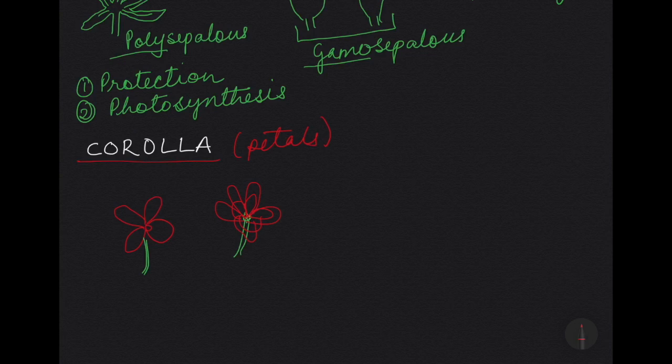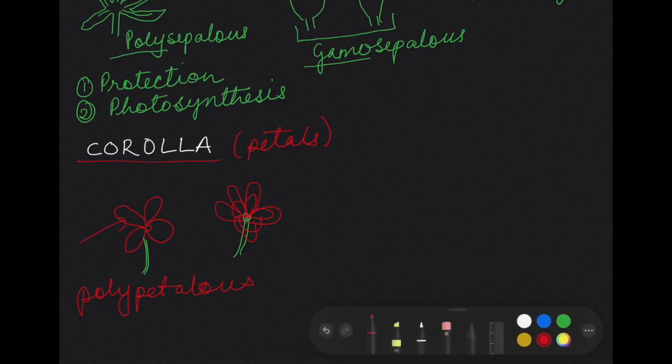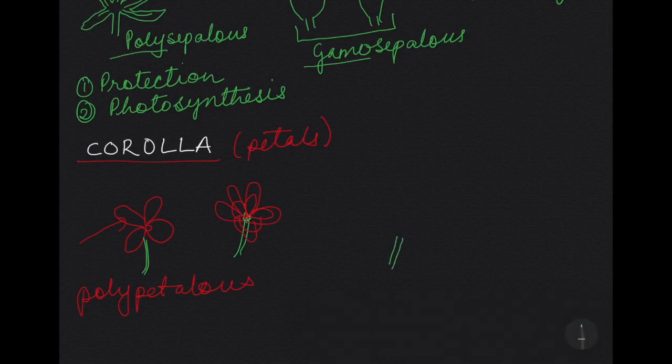You've seen all different types of flowers, haven't you? Okay, so petals may again be free. If they are free, what is the term I told you to remember? Poly. Since we are talking about petals, it becomes polypetalous. And sometimes they may also be fused together. Fused, you will see in the case of morning glory.